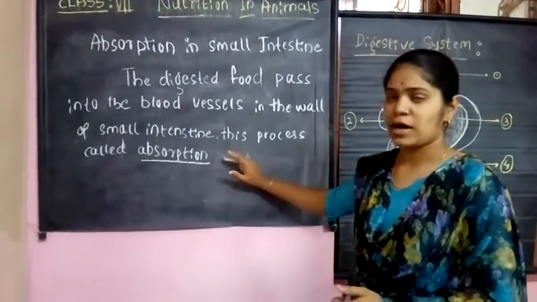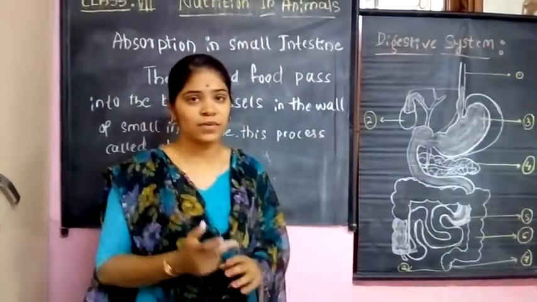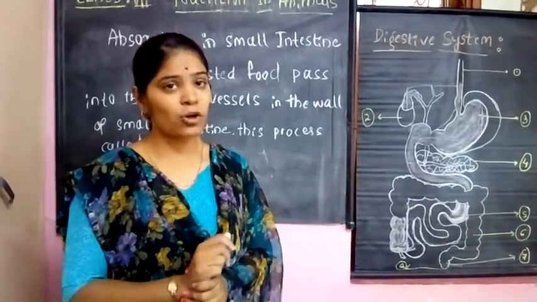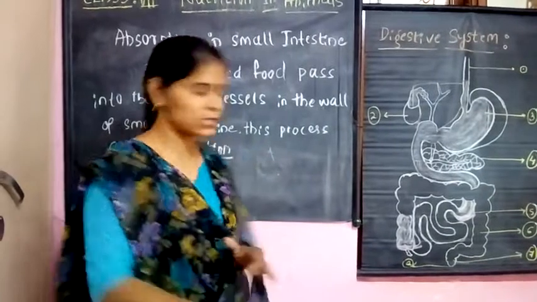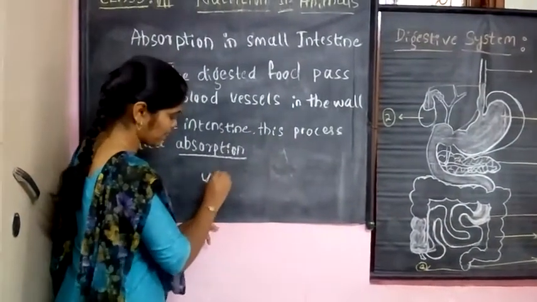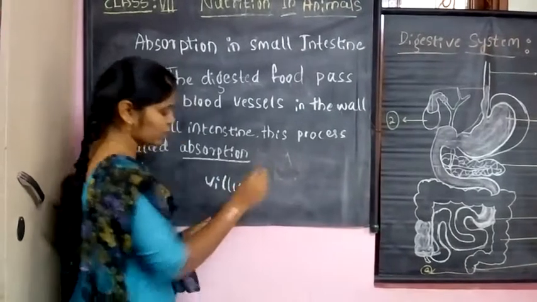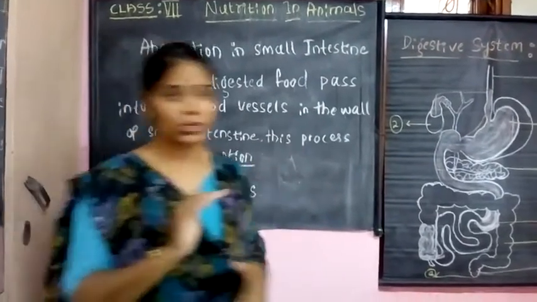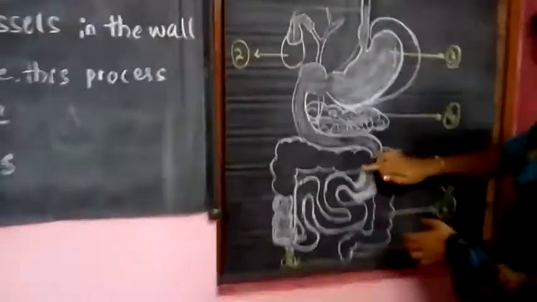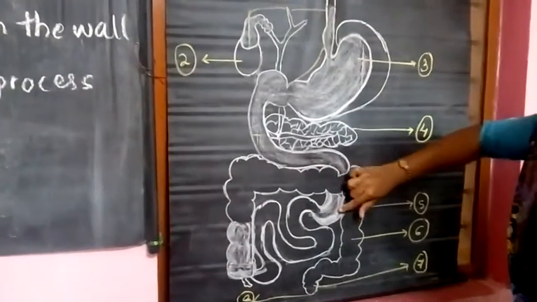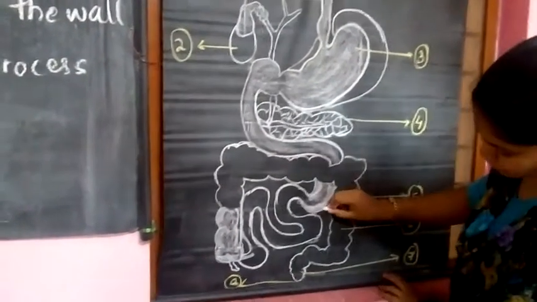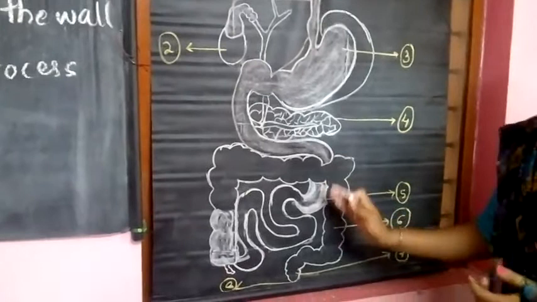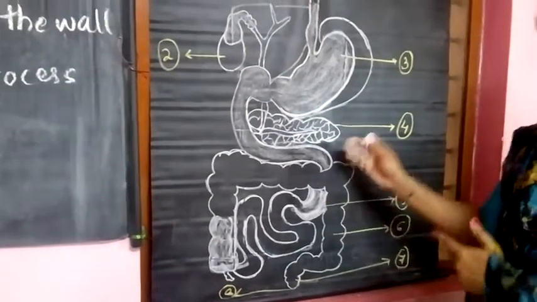I mean to say, this small intestine is provided with finger-like outgrowths which are present in the inner wall of the small intestine, and they are called villi. And where are these present? These are present in the inner wall of the small intestine. So this is the inner wall of the small intestine. In this there will be finger-like outgrowths which will help to absorb the digested food material.